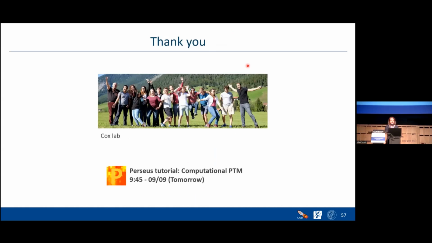There will be a Perseus tutorial tomorrow morning, and then we will go through the data sets that were used for the MaxQuant computational pipeline. We will go through and see what we can do with the PTMs.